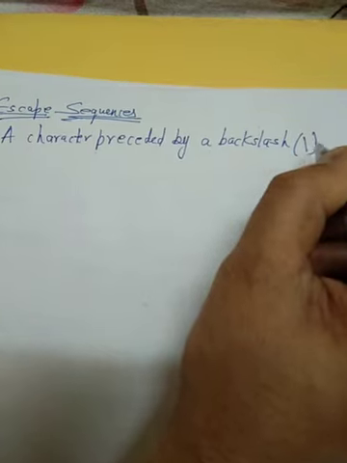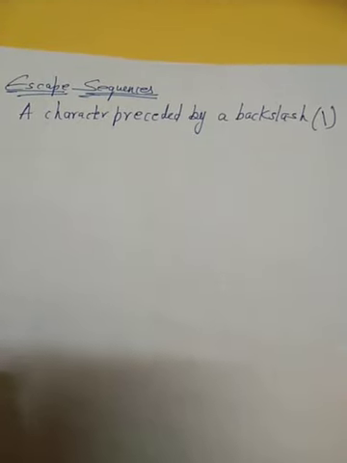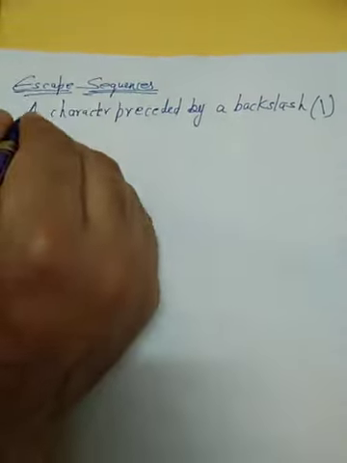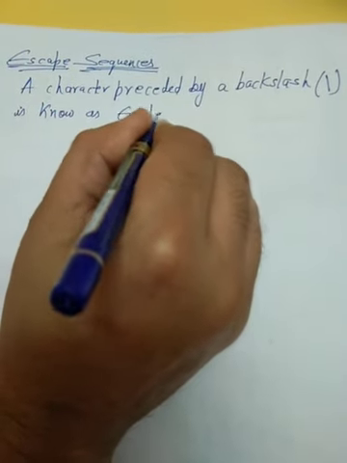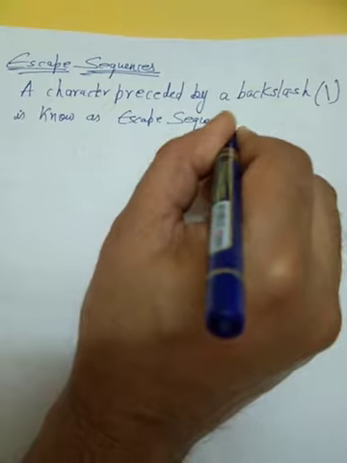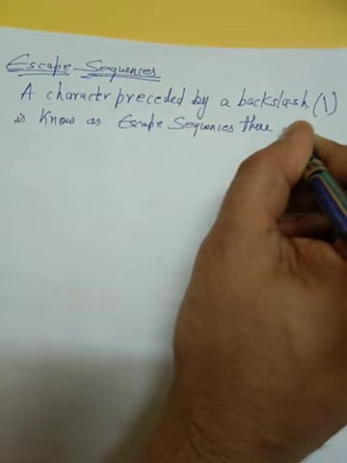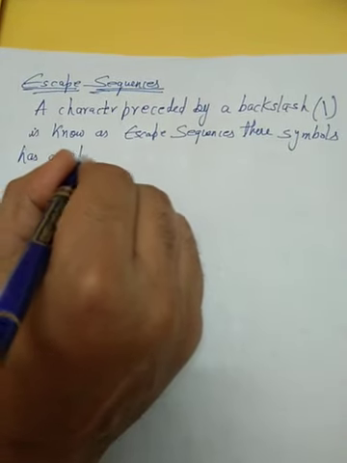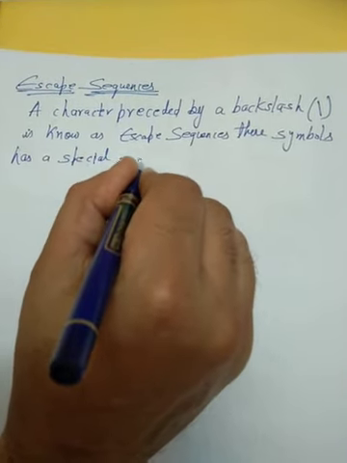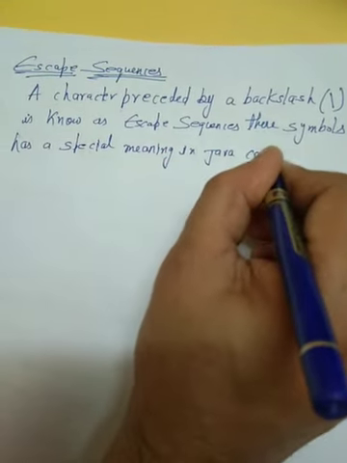Dear students, you always have a confusion between backward slash and forward slash. The slash which is slightly towards the left side is known as backslash. A character preceded by a backslash is known as an escape sequence. Fine. And these symbols have a special meaning in the Java compiler.